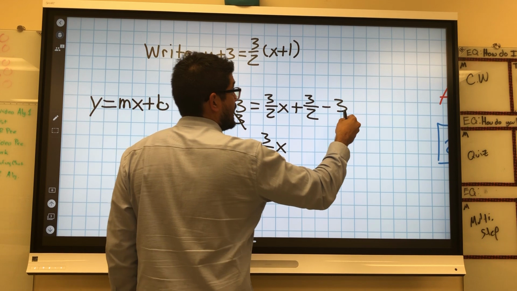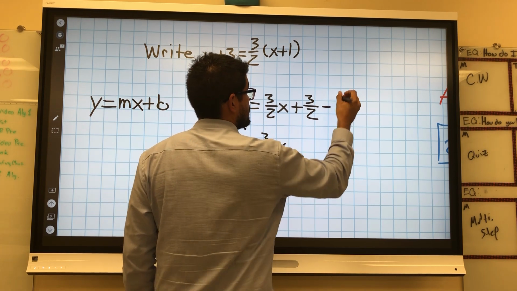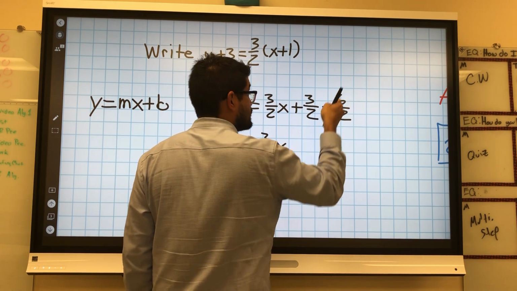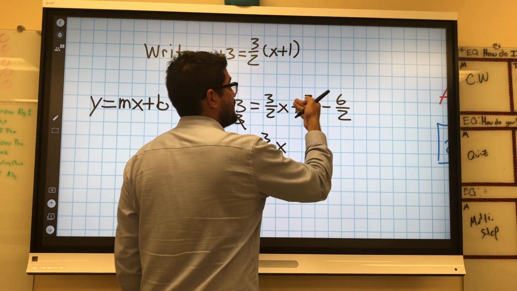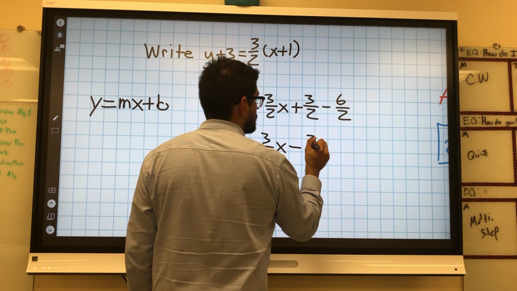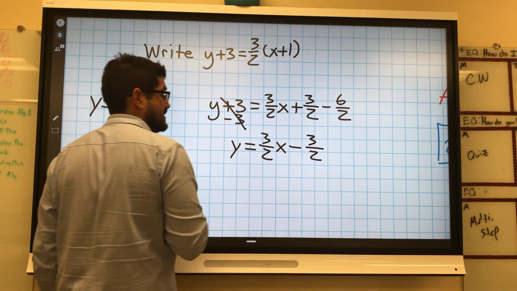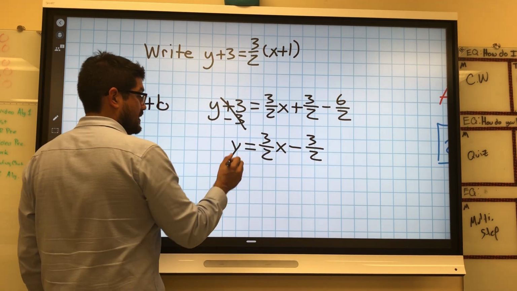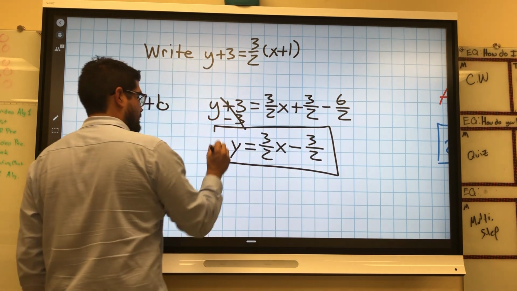2x. Now, I'm going to convert this into a fraction. 6 over 2. 6 over 2 is the same thing as 3. So now we can subtract the top numbers. 3 minus 6, that's negative 3. So now this becomes 3 over 2, and that is it. 3 over 2x minus 3 over 2. This is written in slope intercept form.